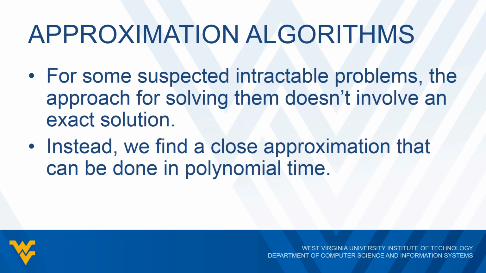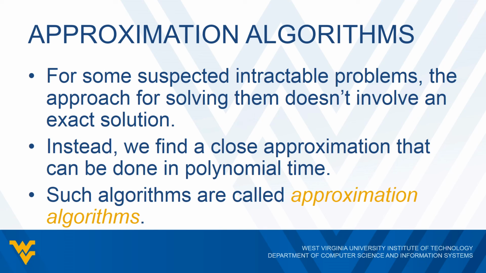These types of algorithms can be done in polynomial time. So what I'm saying here is we have an algorithm that's efficient, it's in polynomial time, and it gives us a solution that is close to the exact solution, but it's not the exact solution. It's a very close approximation. These types of algorithms are called approximation algorithms. We're not going to really talk any more about that in this course, but it is worth noting that there are approximation algorithms for some of these suspected intractable problems.